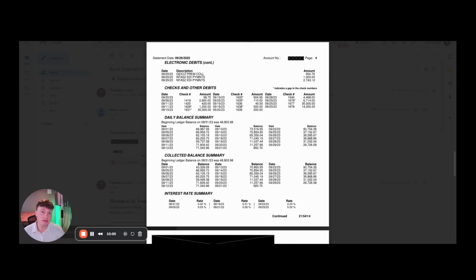And then the last piece of the bank statements that is important, I guess the third piece, there's one more piece after this. So the third piece that's really important is going to be daily balance.